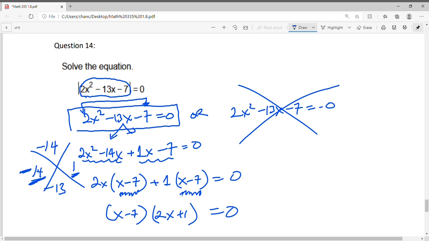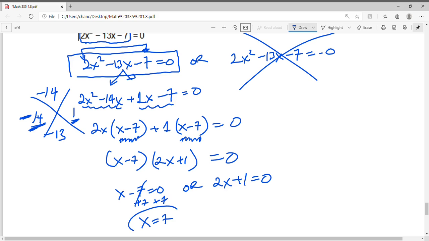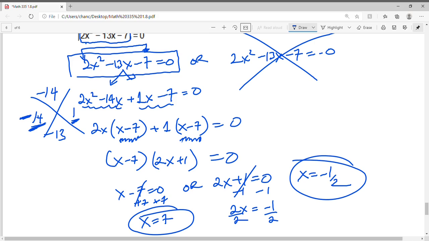And so we can set each of these factors equal to 0. We have x minus 7 equals 0, or 2x plus 1 equals 0. And we all know that the first one is x equals 7. And for the second one, we can say x is equal to negative 1/2. And so we have two solutions, x equals 7 and x equals negative 1/2.